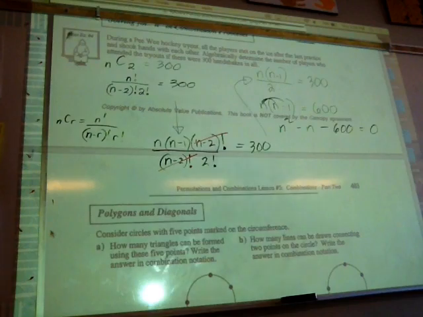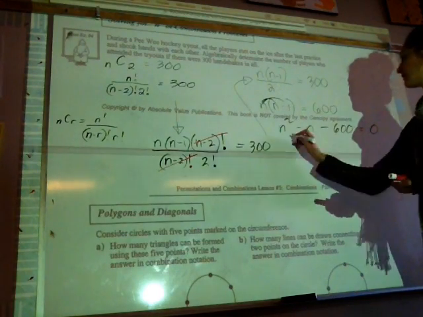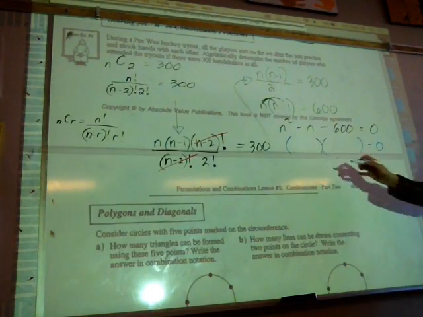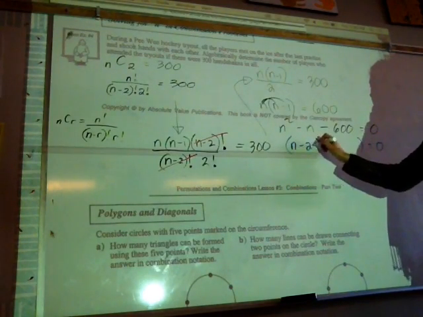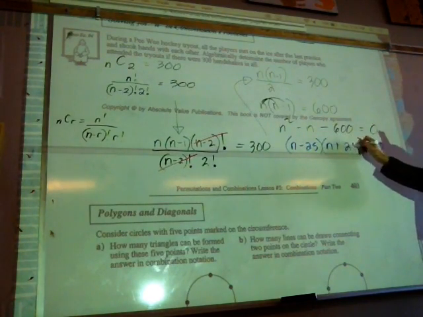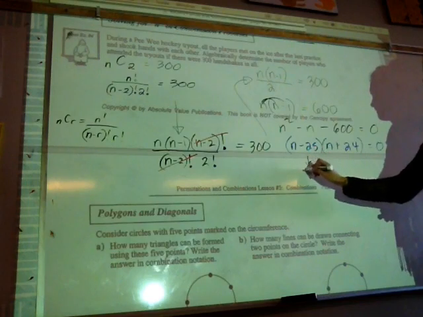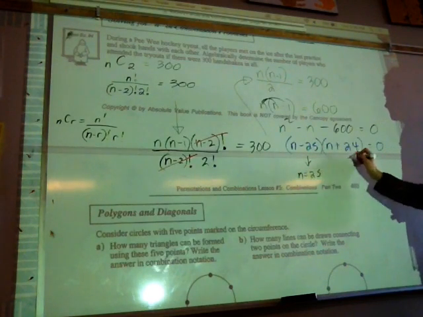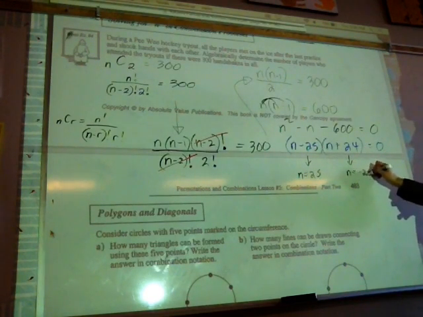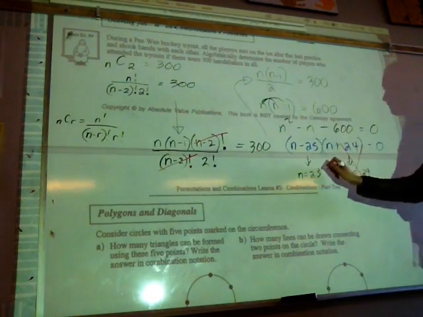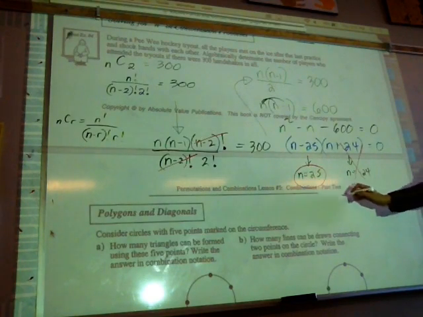Excellent. 24 and 25. And if it has to equal negative 1, we'll have n minus 25 times n plus 24. When we pull these out of the factors, we get n equals 25 and n equals negative 24. Can we have negative 24 people in this scenario? No, so that's gone. That means n is 25. We have 25 people.